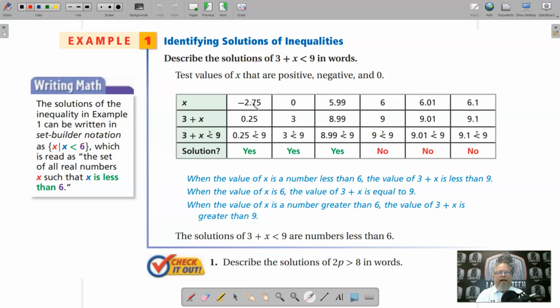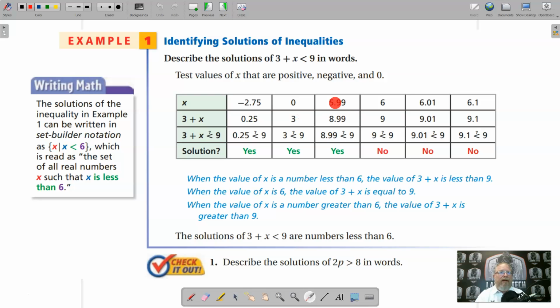What if x were negative 2.75? Well, 3 plus negative 2.75 is 0.25. Is 0.25 less than 9? Indeed it is, so that means that negative 2.75 could be a solution to this inequality. Next, let's plug in 0. 3 plus 0 is 3. Is 3 less than 9? Indeed, that is also true. So 0 is also a solution to the inequality.